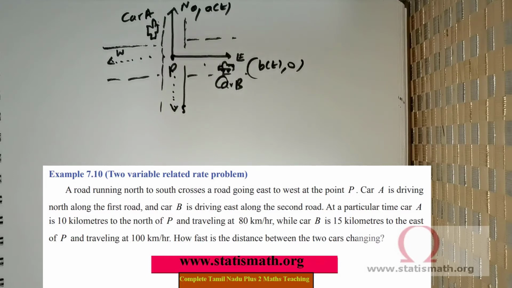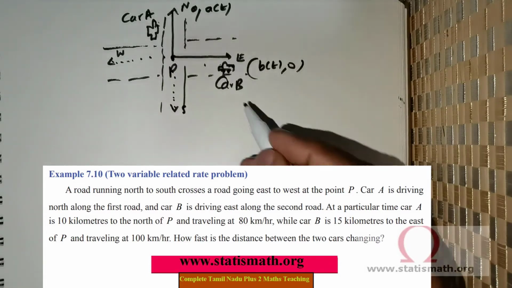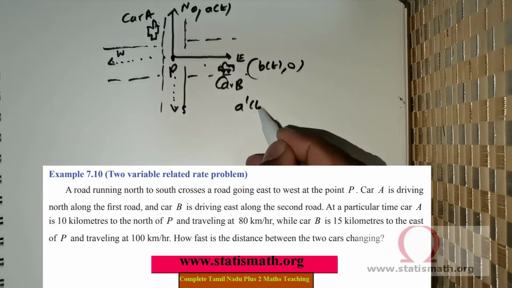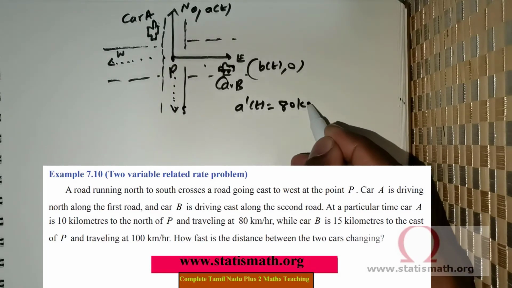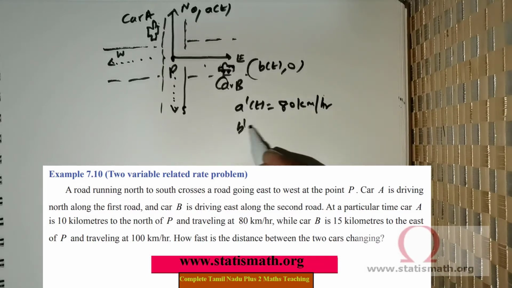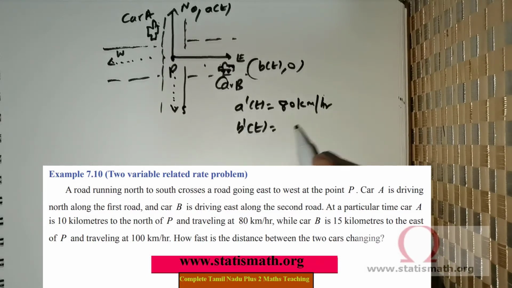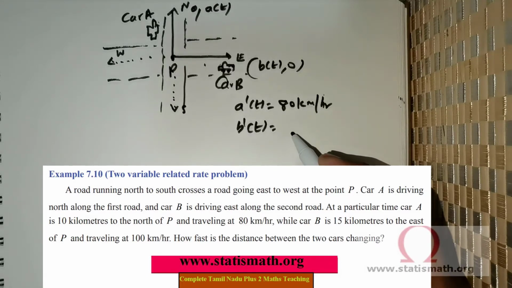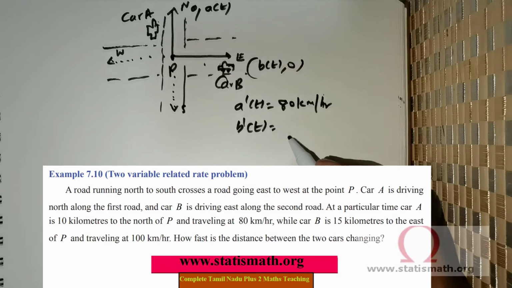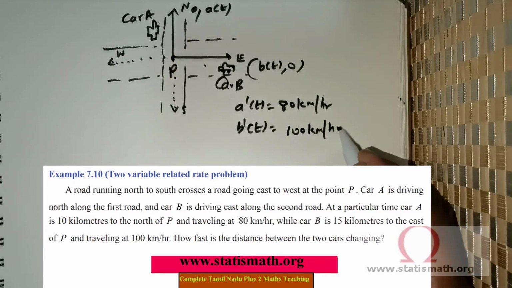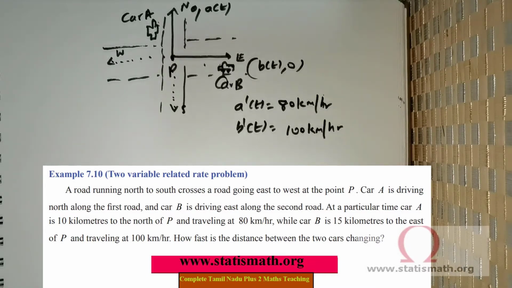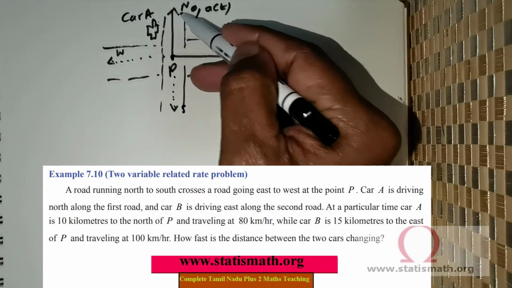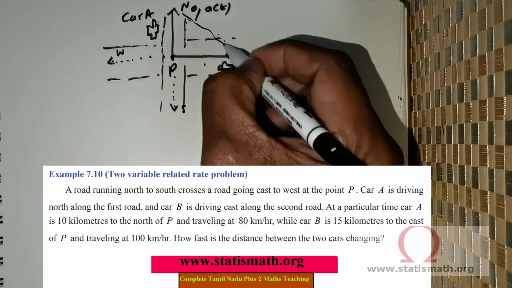And we are being given that information. Car B is 15 kilometers to the east of P. The speeds are given: A dash of t is 80 kilometers per hour, which is the rate at which car A is going, and B dash of t is given to be 100 km per hour. Now, how far is the distance between the two cars? We are expected to find this distance.